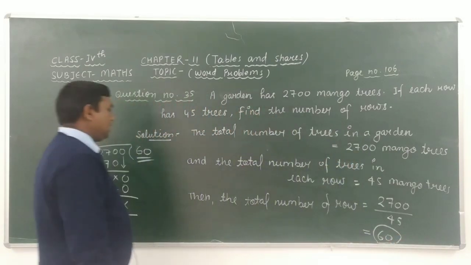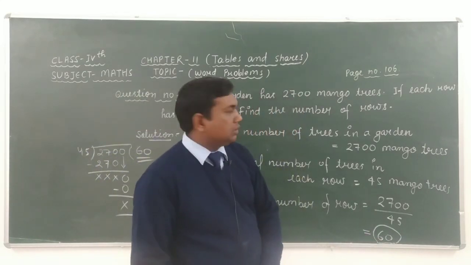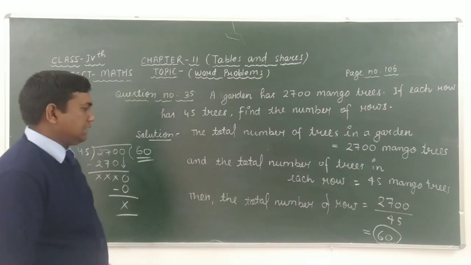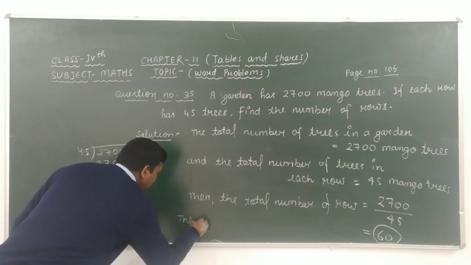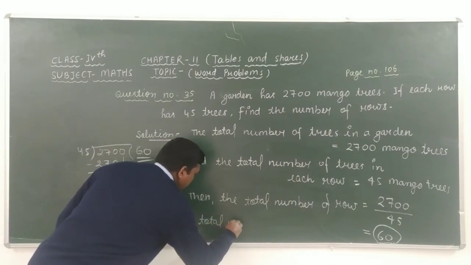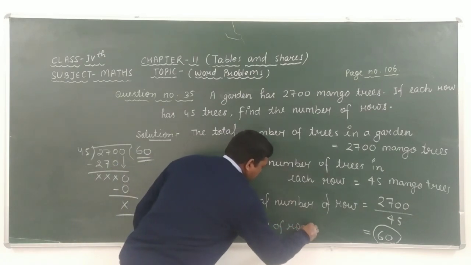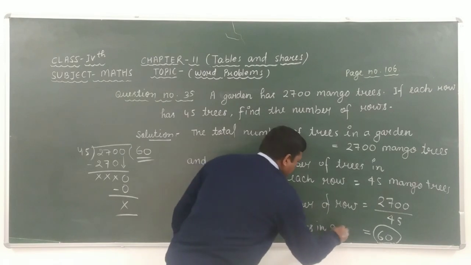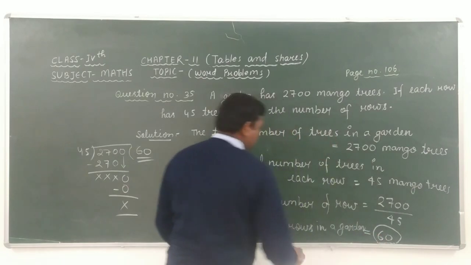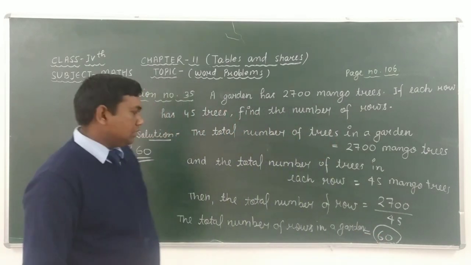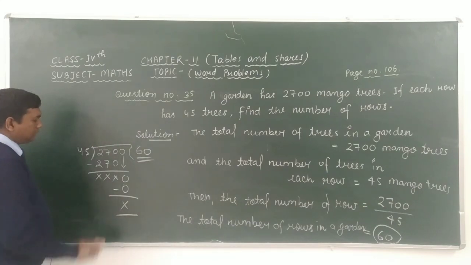Okay, it means that after dividing these we get 60 rows. Okay students, it means that the total number of rows is 60. The total number of rows in a garden is equal to 60. Okay students, please write this in your book and math fair copy both.